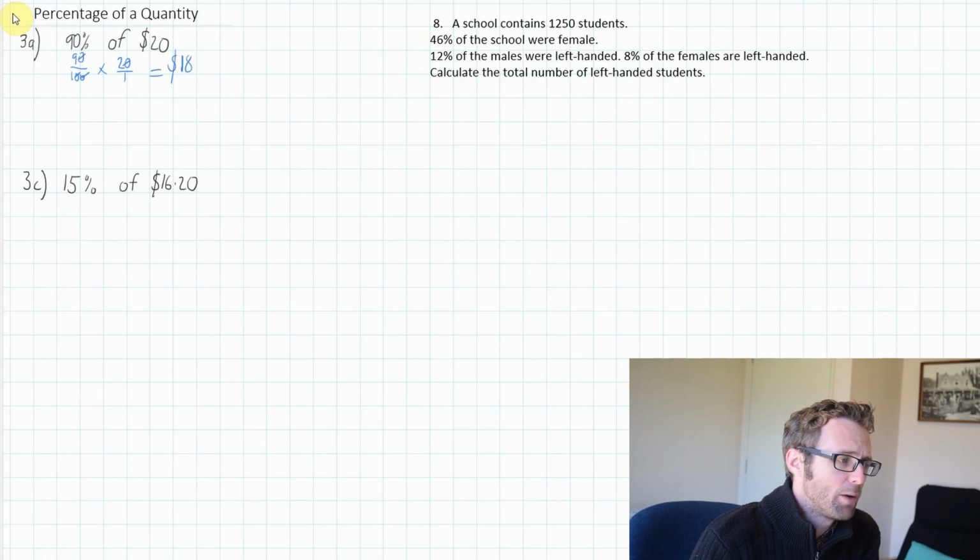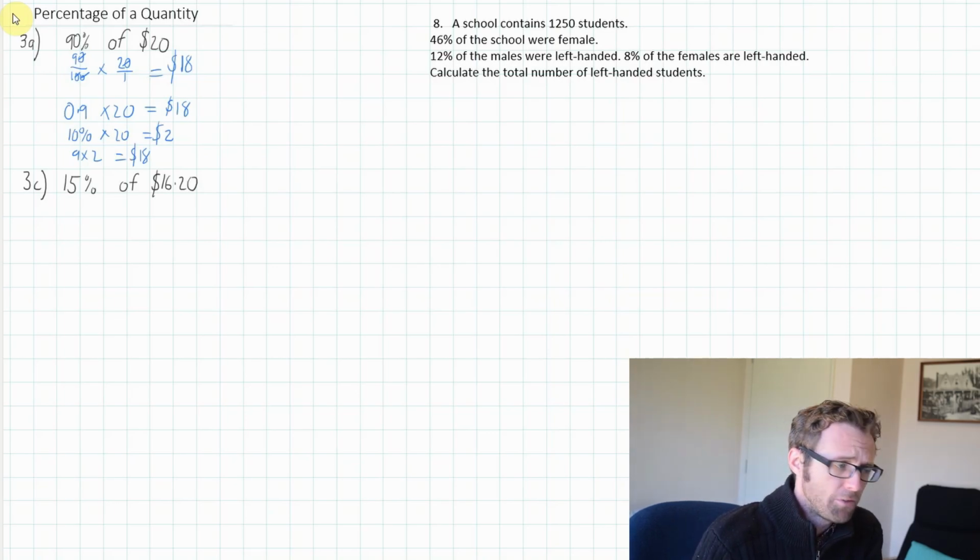Another way of figuring this out would be to do 0.9, because that's what 90% is, times 20. And then I know that is going to be 18. Another way would be to find 10%. And since I want 9 lots of that, I would get 18 that way. So there's three ways of solving that one.